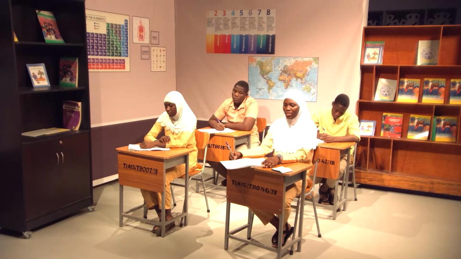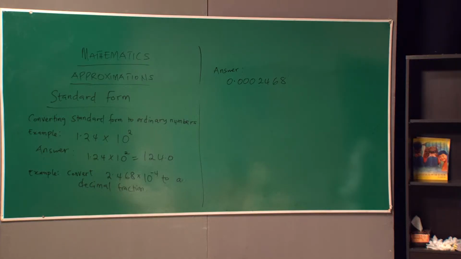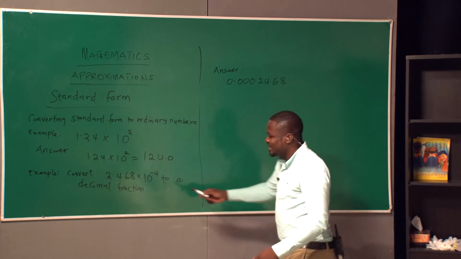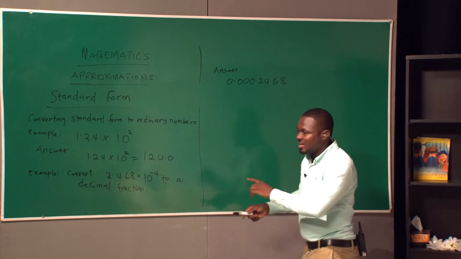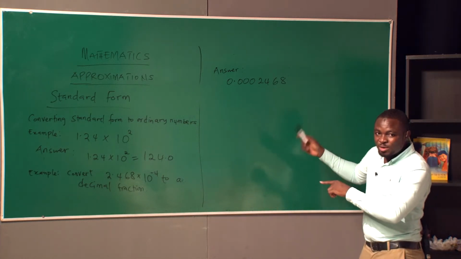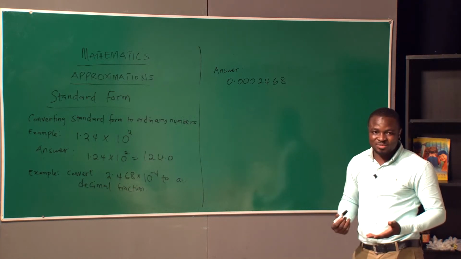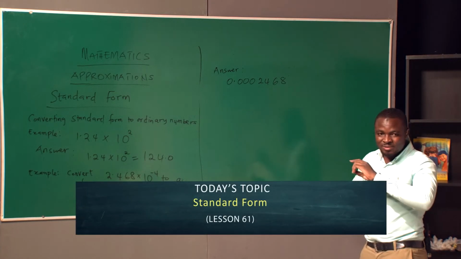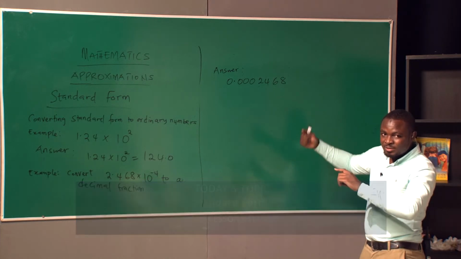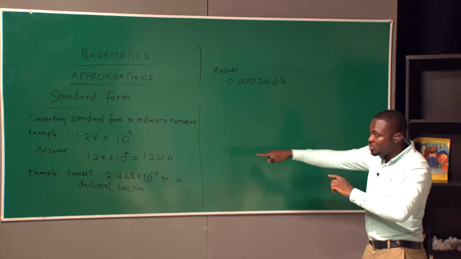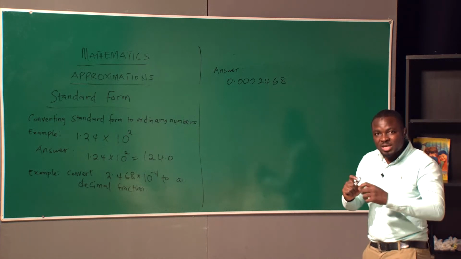Samira, what's the answer? 0.2468. The negative form means that when you are counting from the point, you should count 4 times before you get to 2. That's what the negative means. If you want to write it as a decimal fraction and you are counting, you must count 4 times before you get to what? 2. So how many zeros should come after the point?